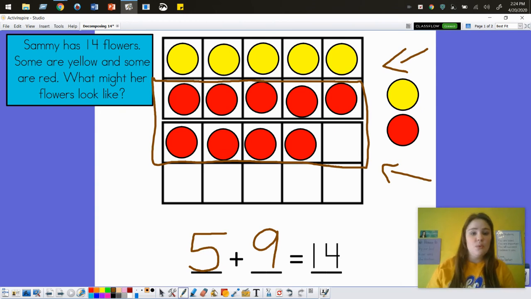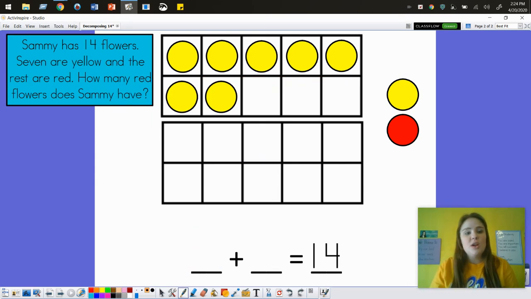Now there are tons of different ways you could have done this. You could have done 1 yellow flower. You could have done 2 yellow flowers. You could have even had 13 yellow flowers and 1 red flower. With this kind of problem, it lets you choose. So now let's move on to the next one. For the next one, it's a little bit different.